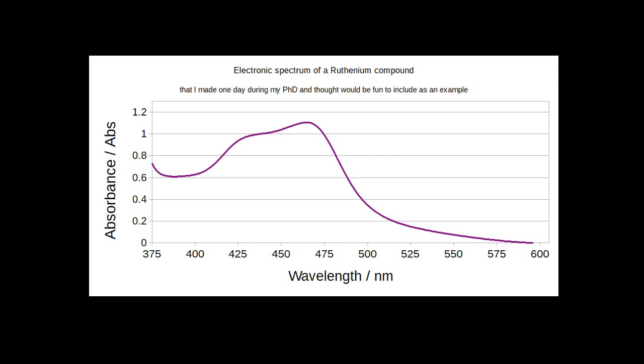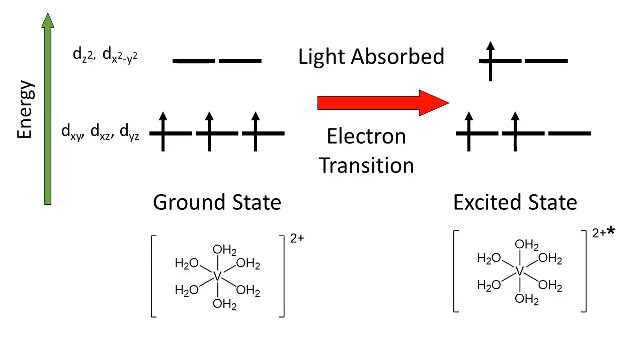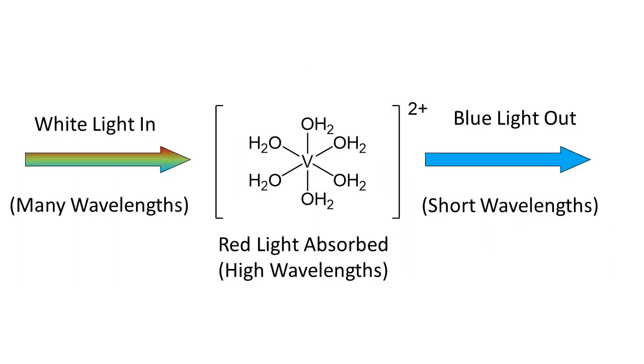For instance, in the vanadium hexaaqua complex, one of the partially filled metal-centered electrons can be promoted to a higher energy molecular orbital by absorbing red light. We refer to the process of electrons moving between molecular orbitals as a transition. Electron transitions cause specific energies of light to be absorbed as light travels through a substance.